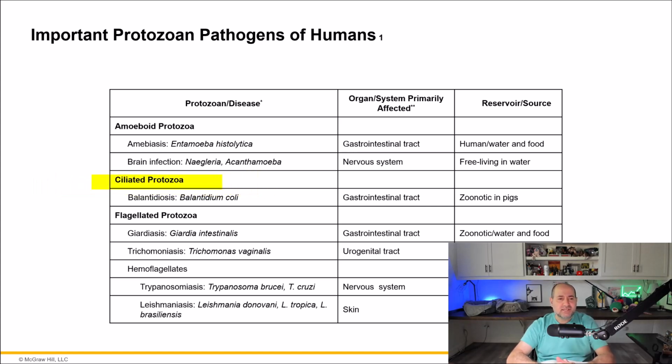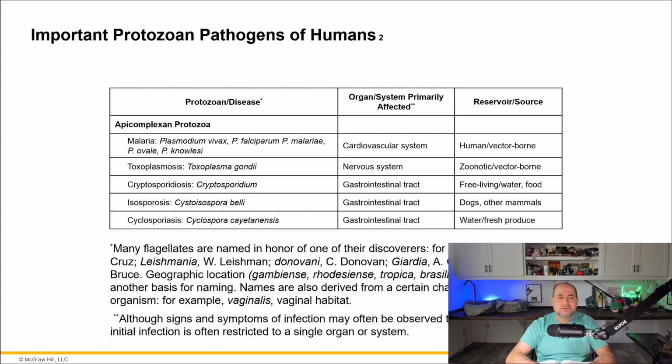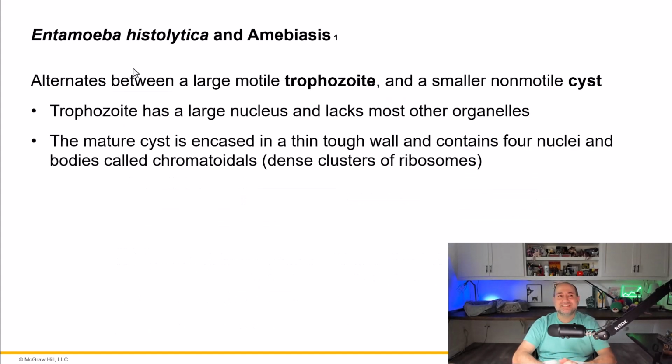Next, look at the ciliated protozoa. Balantidium coli is a ciliated protozoa. And then look at flagellated protozoa: Giardia, Trichomonas, Trypanosoma, Leishmania. And then there are the apicomplexan protozoans. These are ones that don't have a specific type of motility usually, like Plasmodium, which causes malaria. So let's go into a little bit more detail about Entamoeba histolytica and Amebiasis.